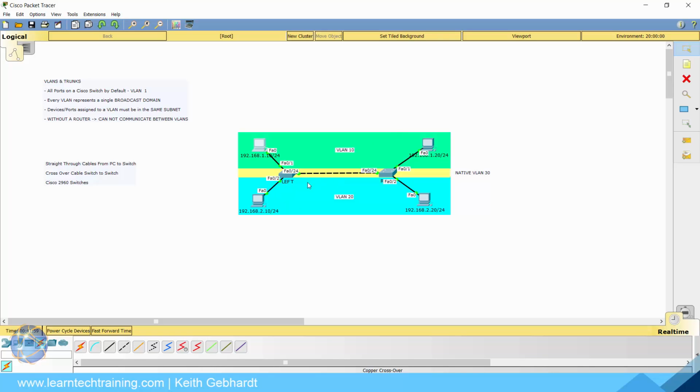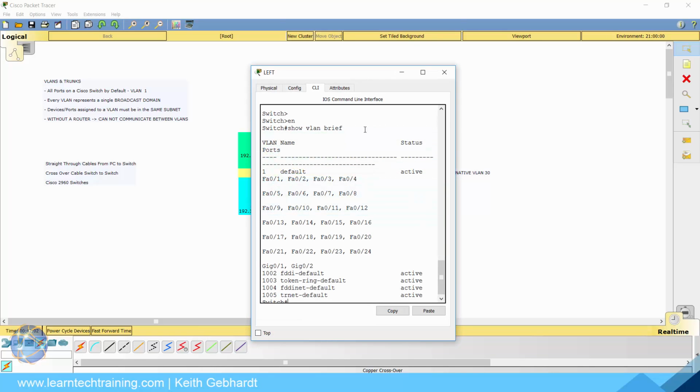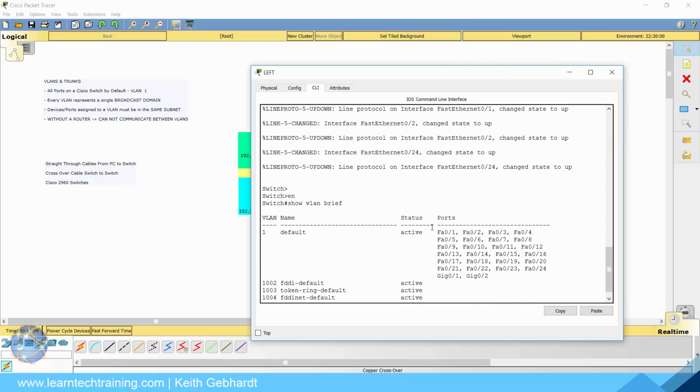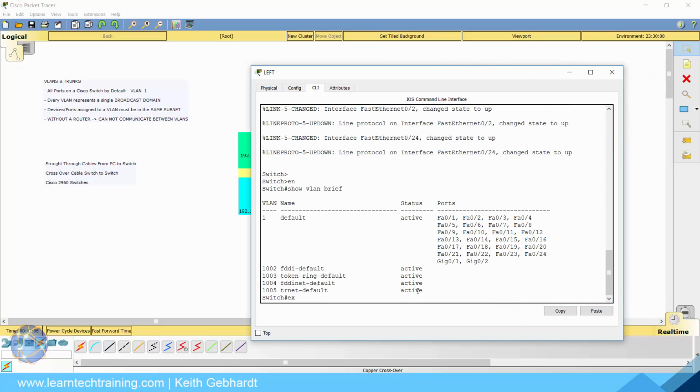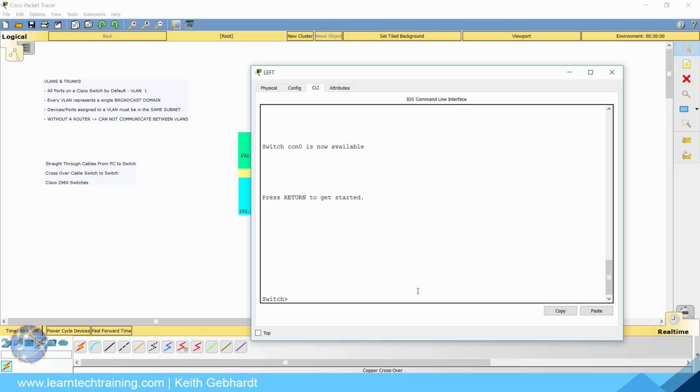So once we have our computers configured, go into the left switch here. And let me just exit out of this mode right here. Okay, so right now you should be looking at a screen like this. We're going to say enable to get into privilege mode, config t to get into global configuration mode. And we need to create our VLANs. So we have three VLANs. Remember, VLAN 10 for the one network, VLAN 20 for the second network, and VLAN 30 for our native traffic.